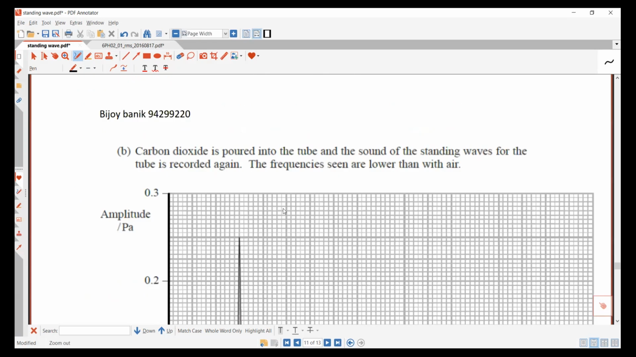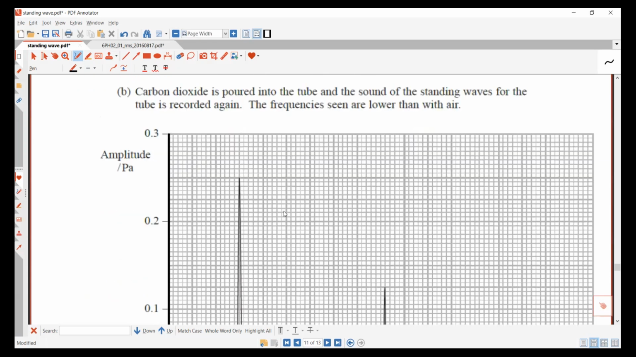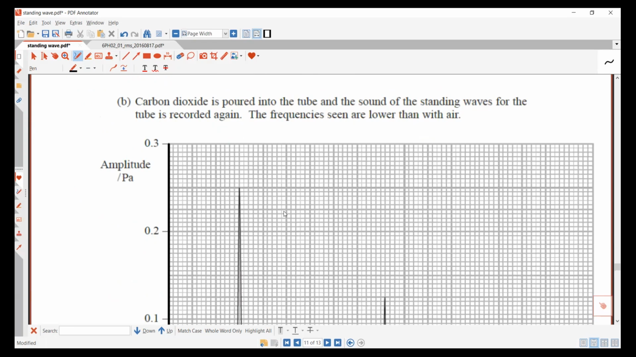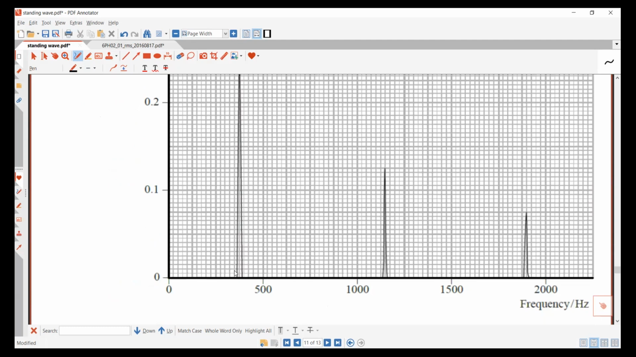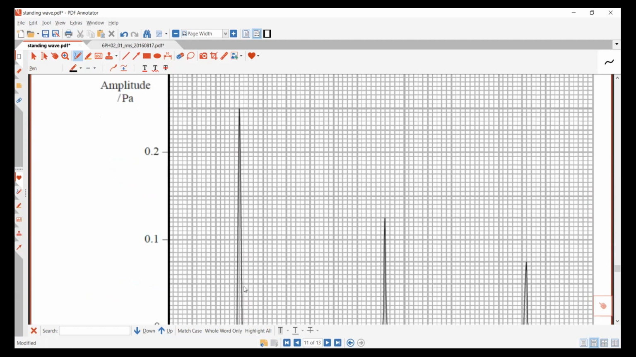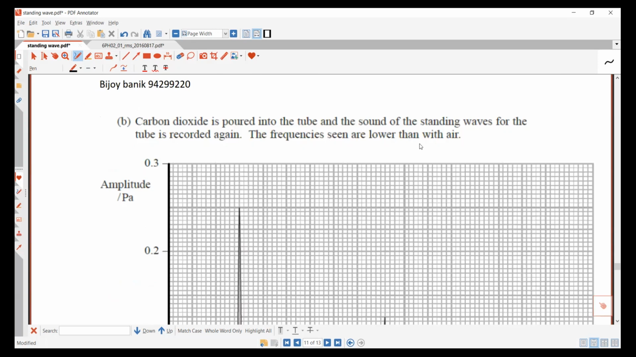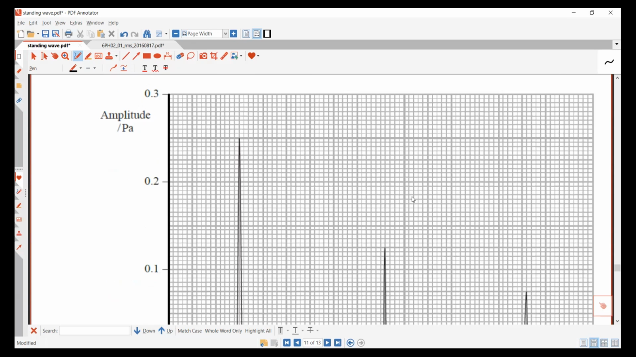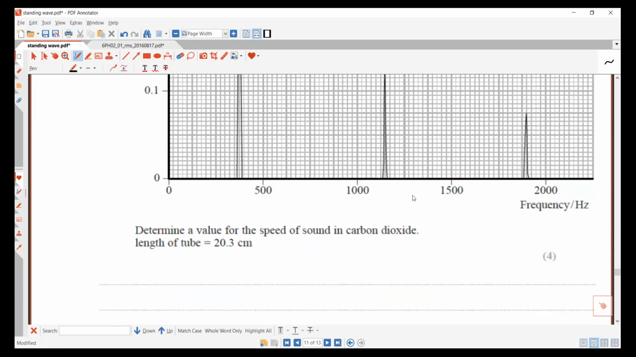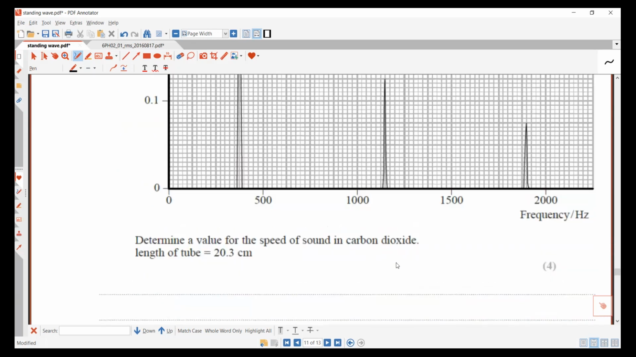Let's continue now. Now, carbon dioxide is poured into the tube and sound of the standing waves for the tube is recorded again. Now they put carbon dioxide inside the tube. Now, what happened? Their frequency decreased a bit. Can you see? I think the frequency shifted a bit towards the left. The frequencies seen are lower than with the air. So in carbon dioxide, the fundamental frequency and harmonics are coming at lesser frequency comparatively. You can see that over here. Now they're saying determine the value of the speed of the sound in carbon dioxide.